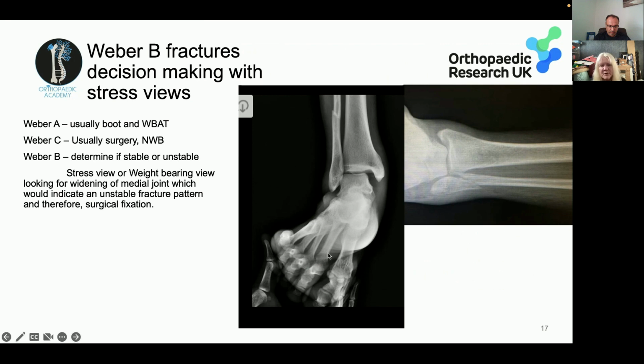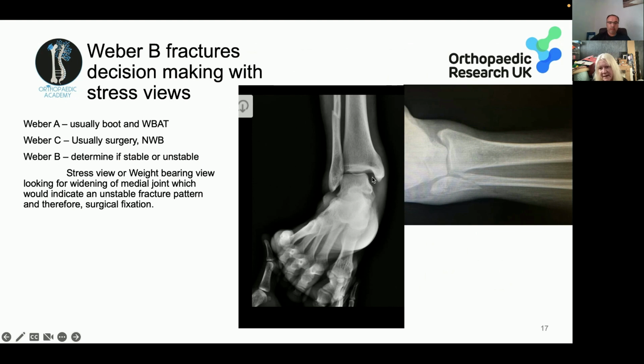So this is a typical stress view. Now, this is a Weber C because you can see the fracture up here. So I'm not sure why they've done a stress view on this, but there you go. This is what we would do in the operating theatre with the patient asleep. I think this would probably be too painful to do in the x-ray department, but you can see the examiner's hand here, and what you're doing is putting a stress of external rotation on that ankle joint to see whether the medial side opens up.